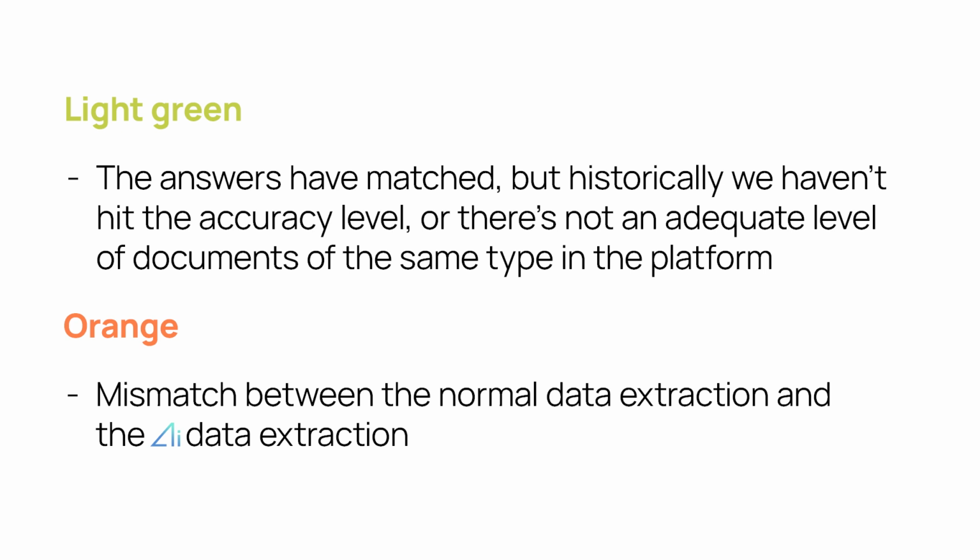Orange indicates that there is a mismatch between the initial data extraction and the 4eyes data extraction. AI is inherently creative, so it's possible that the AI has pulled the correct answer in both instances, but has expressed those answers in a different way, which you'll need to check manually.